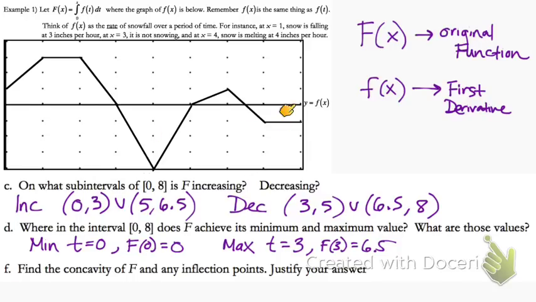Now, looking at the graph, let's talk about how we would have known that from the graph. First of all, at 3 we have a maximum. We also have a maximum over here, however, it's 6.5. But if you look at your chart in part A, you'll notice that at 3, the height of the snow was 6.5, but at 6.5, the height of the snow was only 3.25.